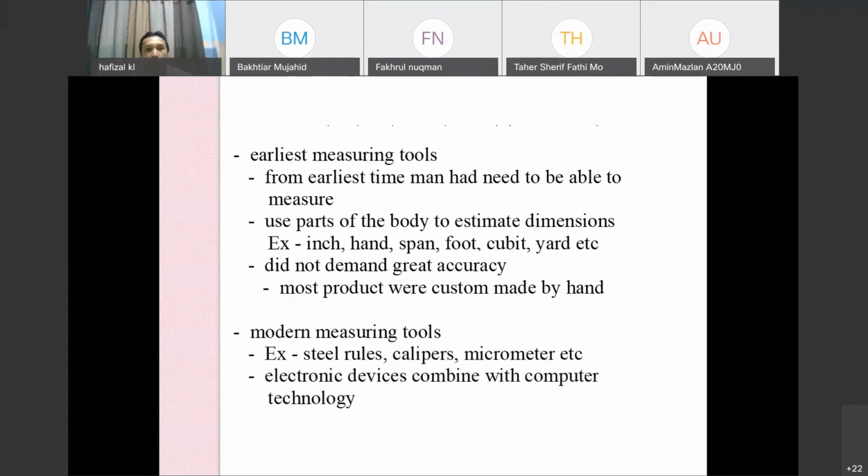Okay, the earlier measuring tools were very simple, basically using the body to estimate dimensions. They used the hand, span, foot, cubic yard or something like that. So they were not using a tool but using their own body to measure. Let's say in Malay we have hasta, jengkal, depa, something like that. So we use body measurement.